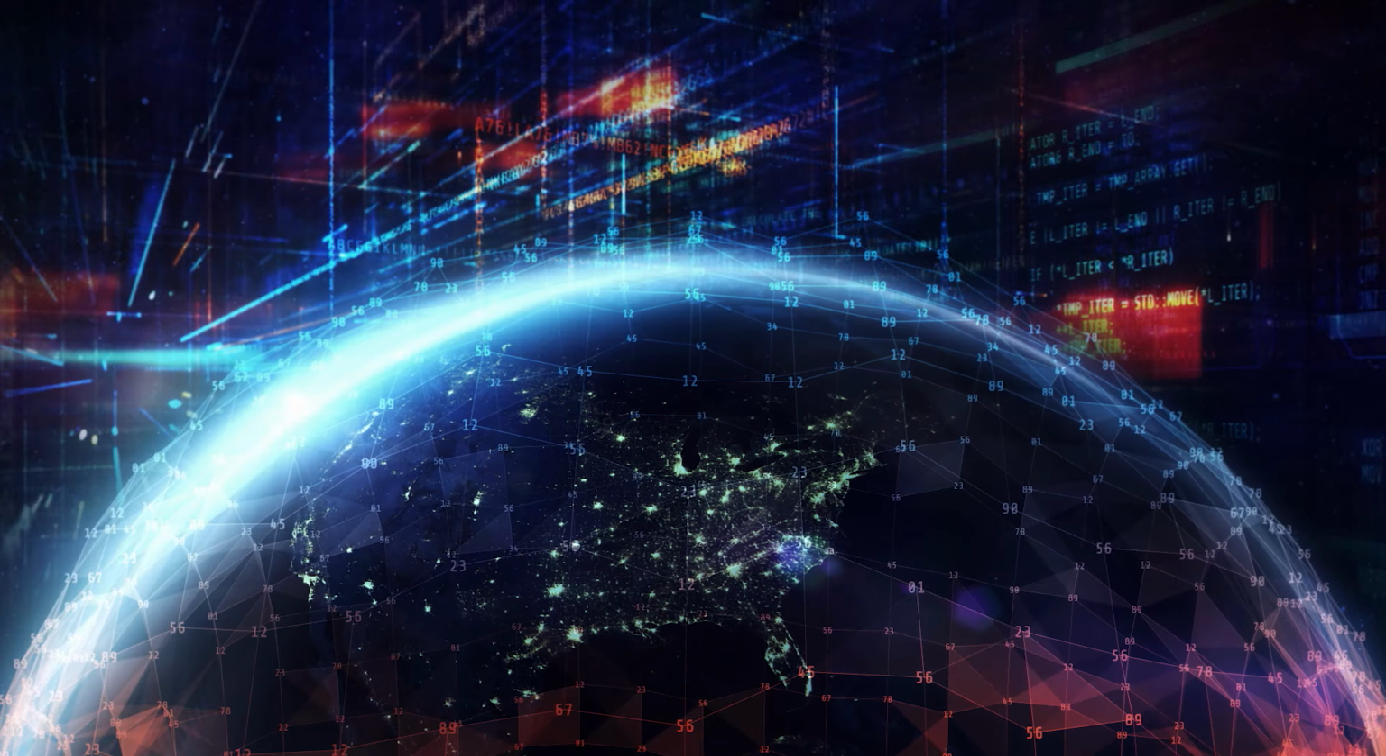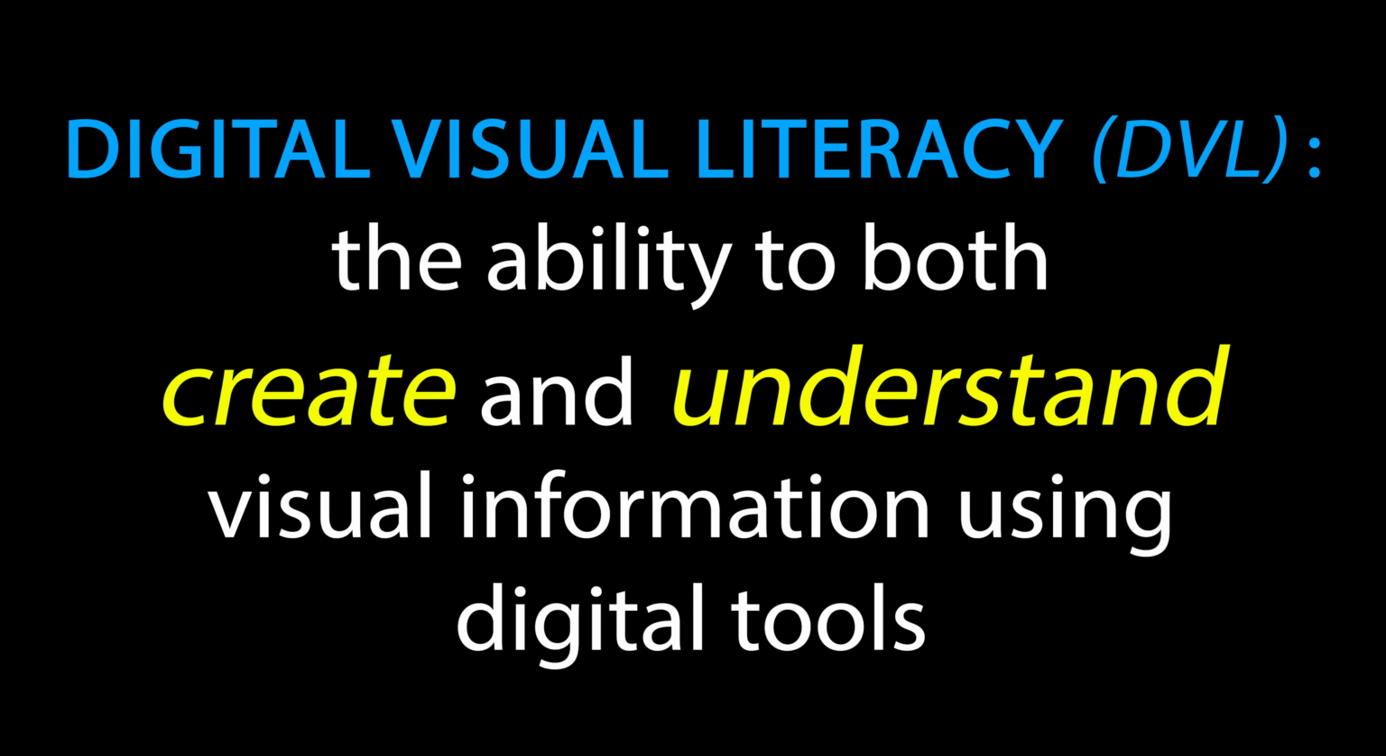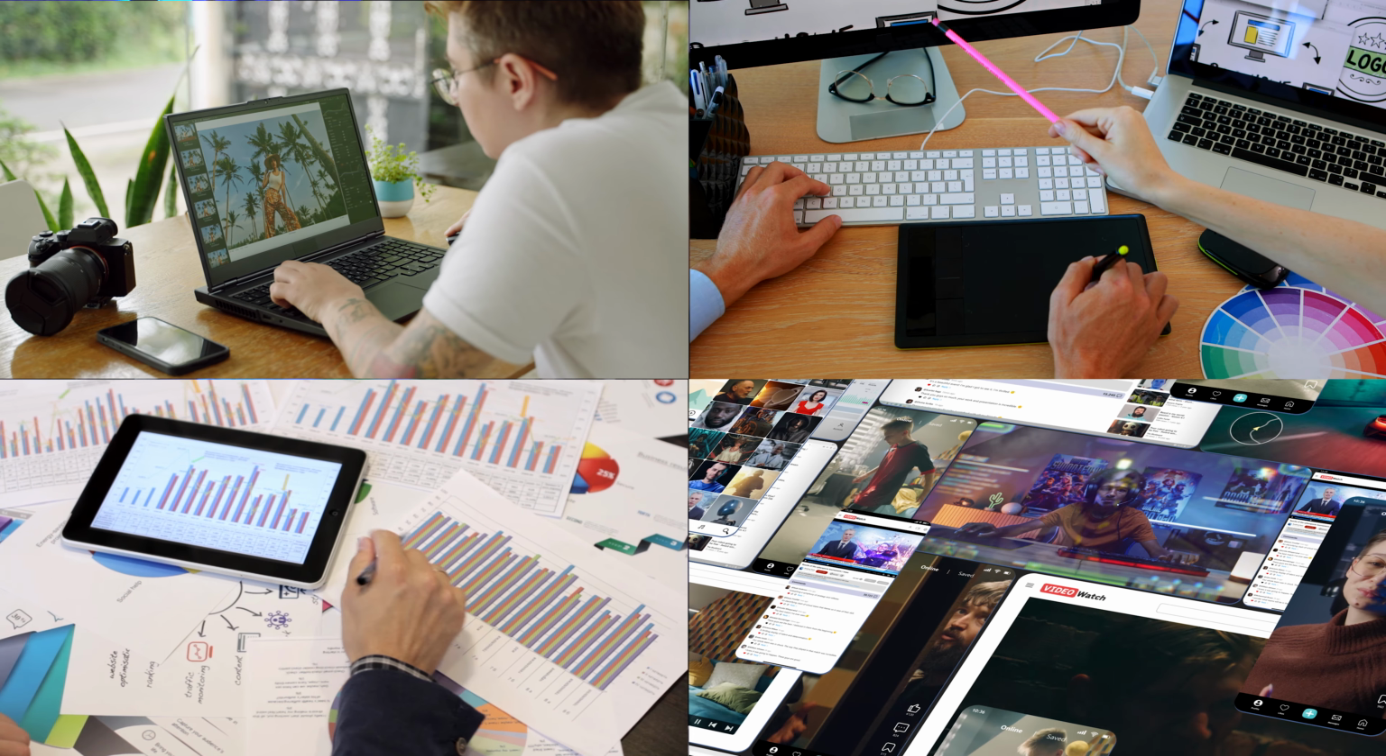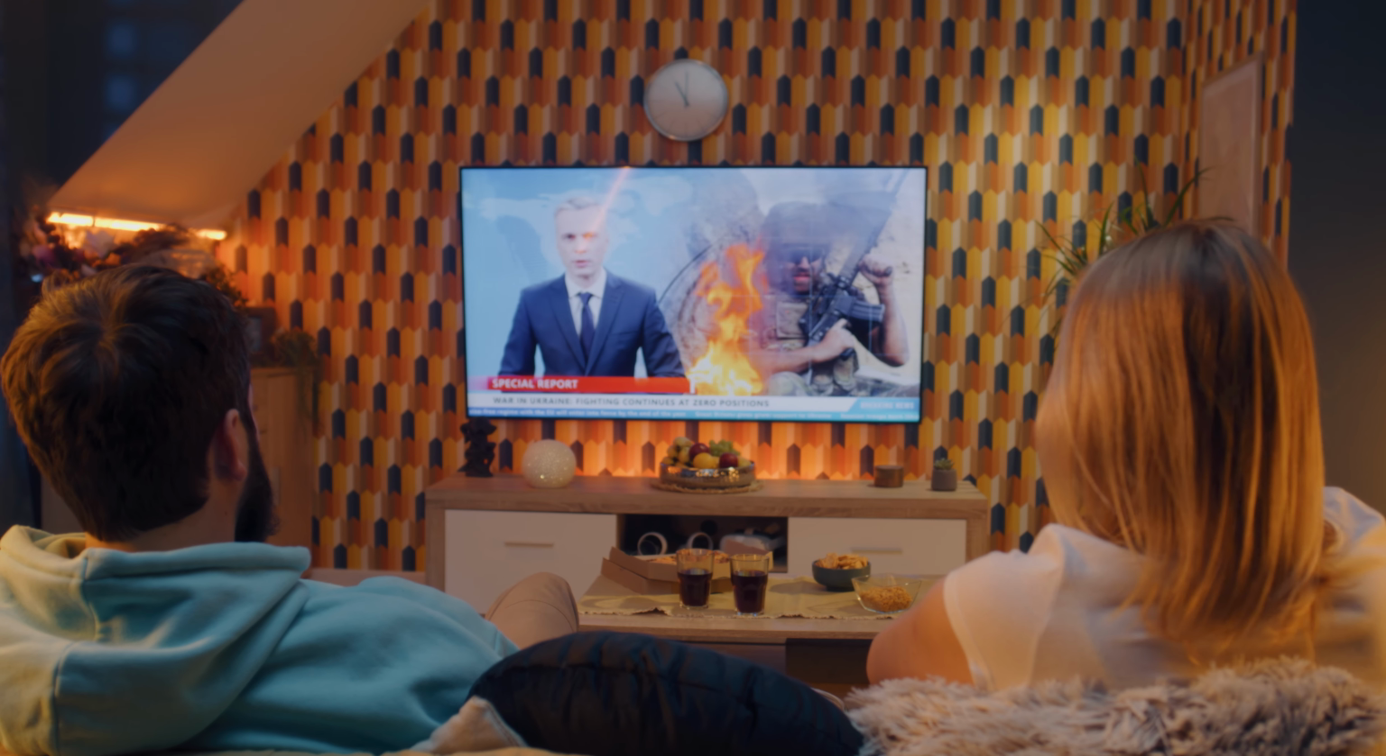If you just finished the last series, we explored the rise, fall, and purpose of art education in America. Now we're shifting gears, because whether schools are ready or not, we are living in a digital visual world. Researchers like Spalter and Van Dam define digital visual literacy as the ability to both create and understand visual information using digital tools. And that includes everything from editing photos, designing graphics, analyzing media, interpreting images online, and even understanding how visuals shape what we believe.